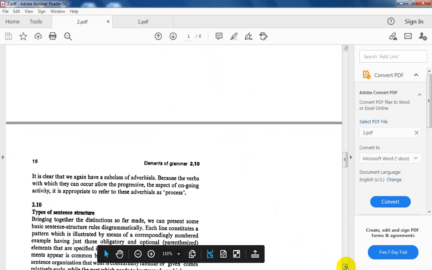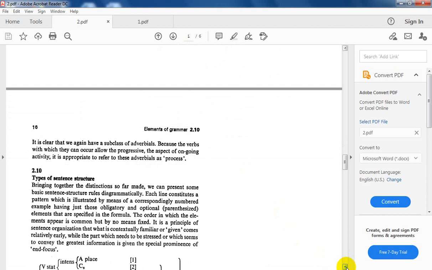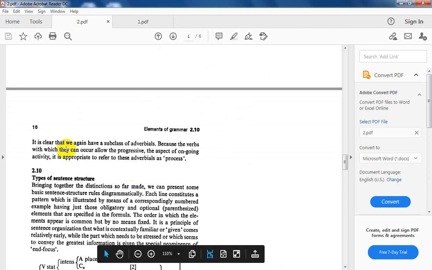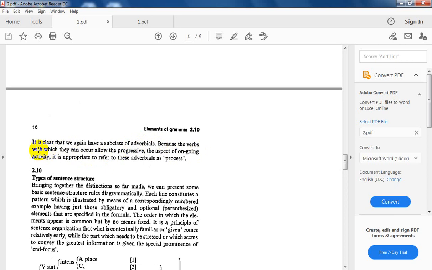But I have an exception. Of course, we will see it later. It is clear that we again have a subclass of adverbials, because the verbs with which they can occur allow the progressive, the aspect of ongoing activity. It is appropriate to refer to this adverbial as a process adverbial, an adverb that in most cases ends with -ly and denotes a description for the verb in the sentence itself.